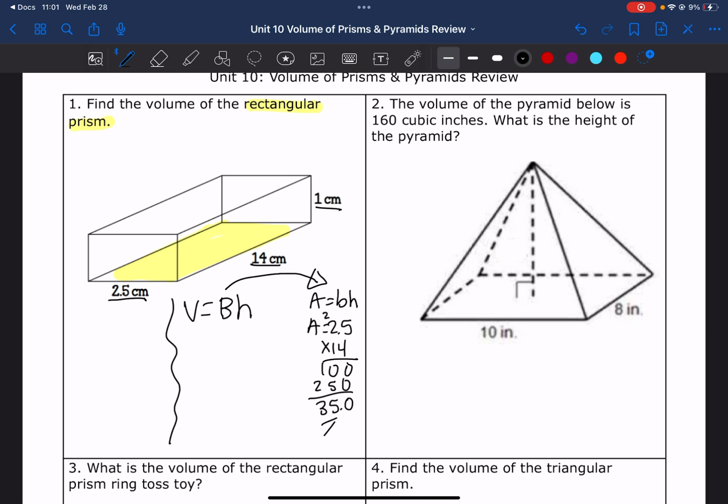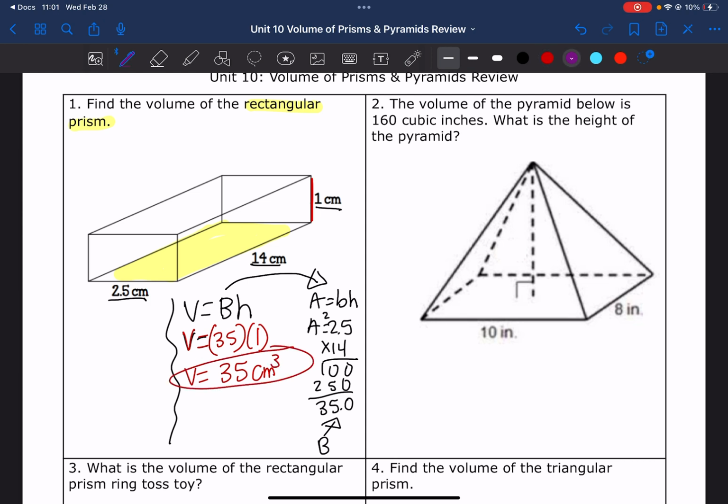This is essentially capital B. So now we can plug it into this formula here. What we are going to have is V equals 35 times the height of the prism, which is 1, and my answer will be 35 centimeters cubed.